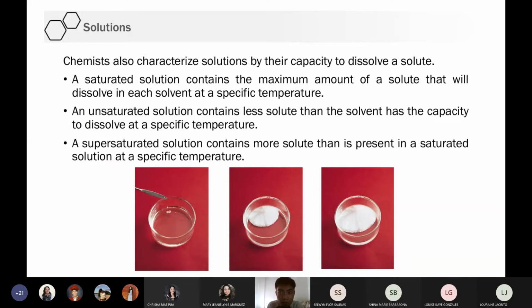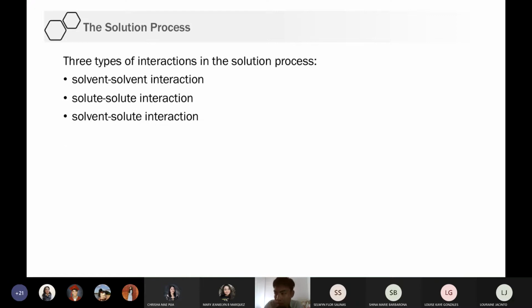So depending on the quantity of your solutes sa inyong solution, you can have unsaturated, saturated, and supersaturated solutions. Ano yung difference? Pag unsaturated, less than the maximum amount yung solute mo. Kapag saturated, maximum amount na yung nilagay mo. Pag supersaturated, over the maximum amount na yung solute sa solution mo. Okay? And then, it will start to crystallize na.